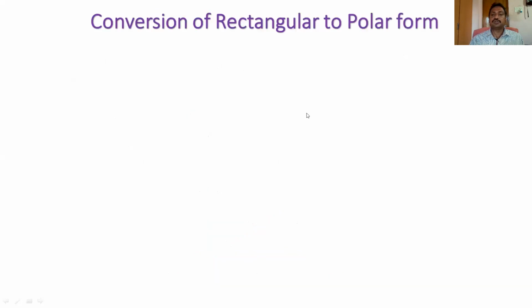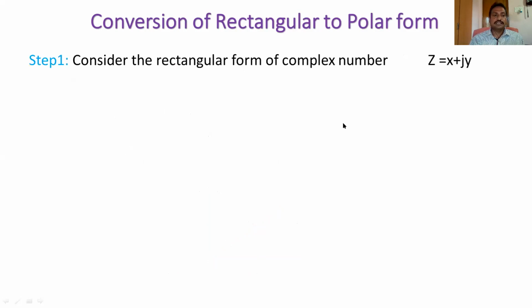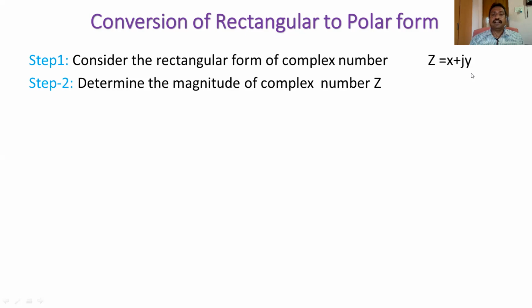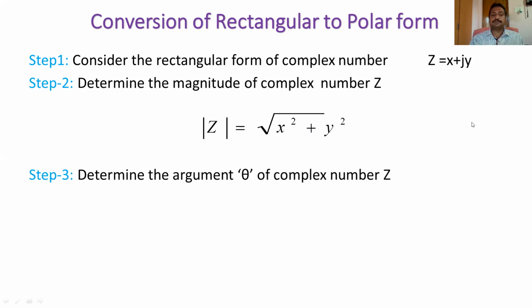Then conversion of rectangular to polar form. Here we should follow some steps. Step 1, consider the rectangular form of the complex number z is equal to x plus jy. Then we want to convert it to the polar form. First we want to calculate the magnitude of the complex number z. What is that? Magnitude of z is equal to square root of x square plus y square. Then step 3, determine the angle or argument. Determine the argument or theta of the complex number z. Theta is equal to tan inverse of the imaginary part y divided by x. Therefore, tan inverse of y by x.